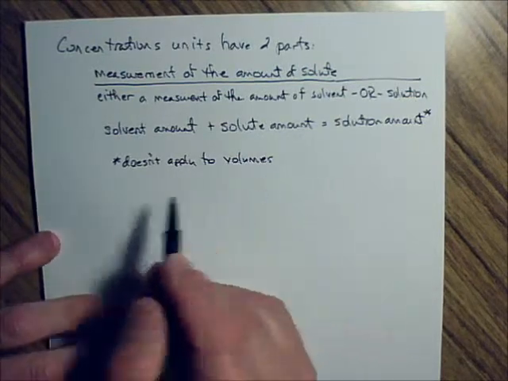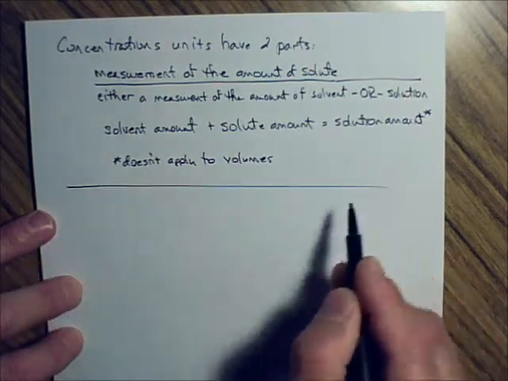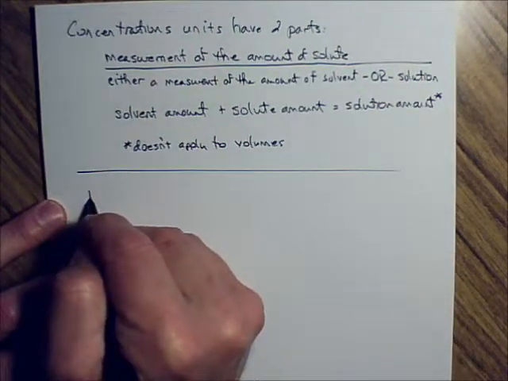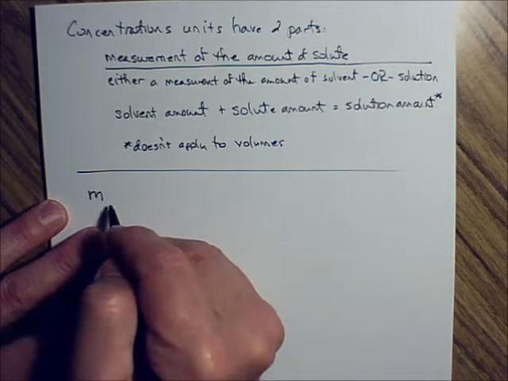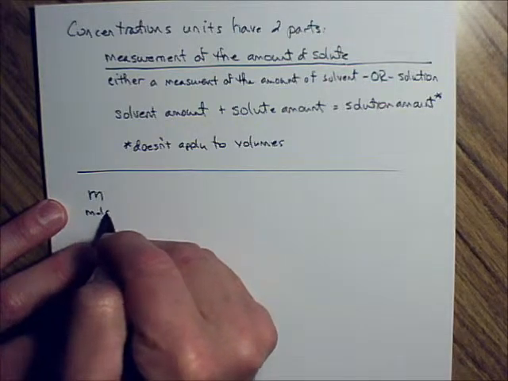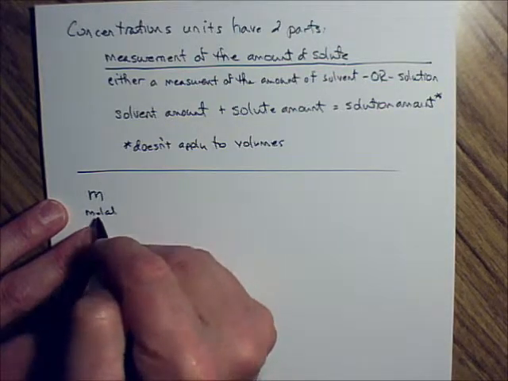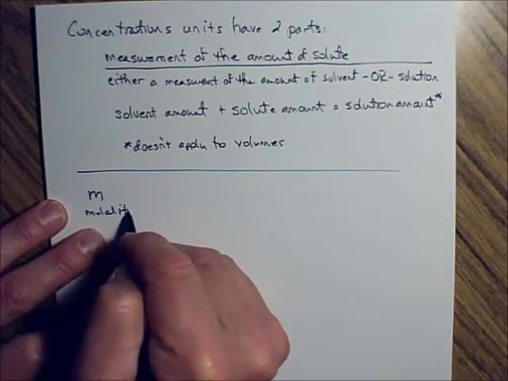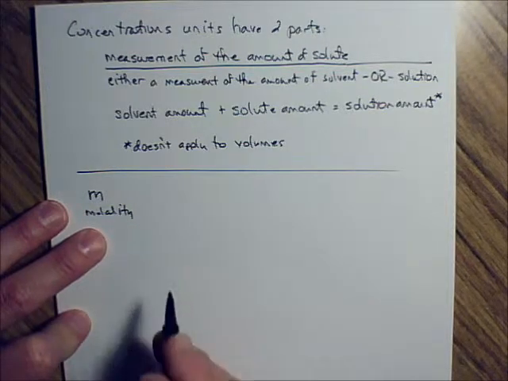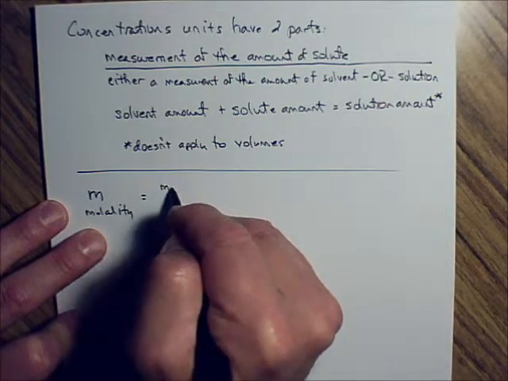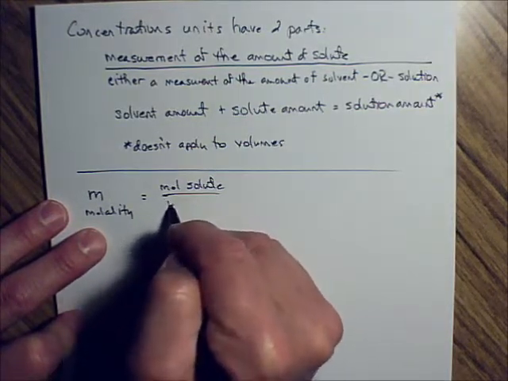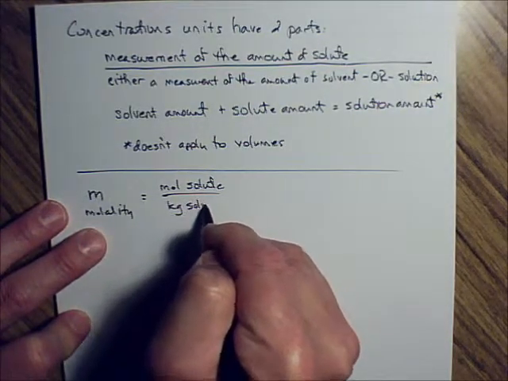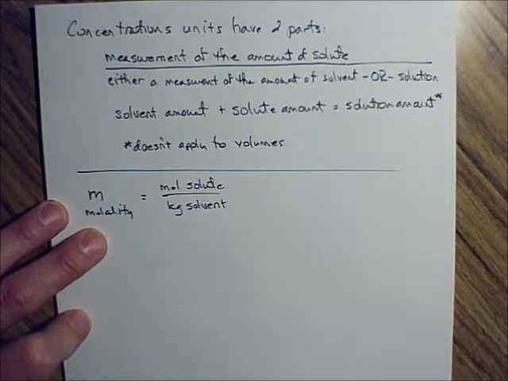All right. So let's look at our concentration units once again. We have molality, which is a small letter m. Okay, this is molality, M-O-L-A-L-I-T-Y. And molality is moles of solute over kilograms of solvent.